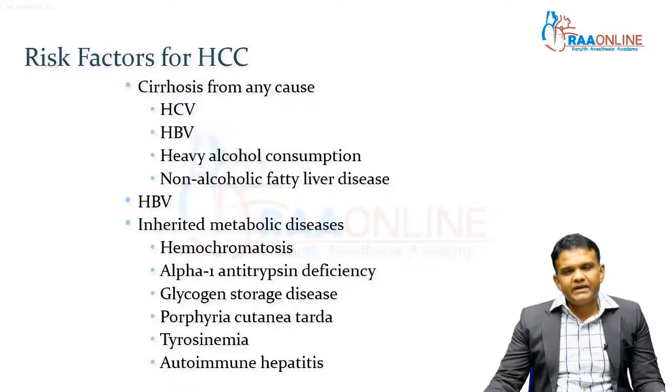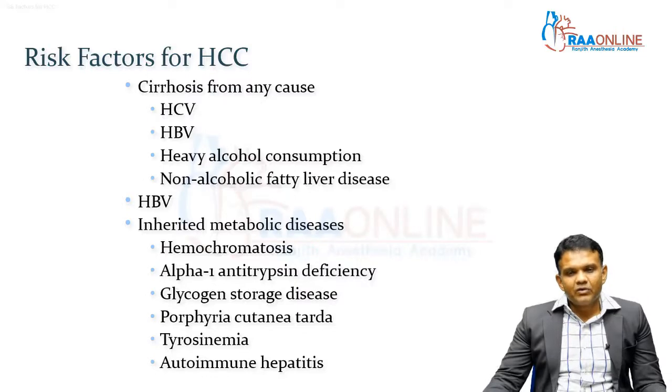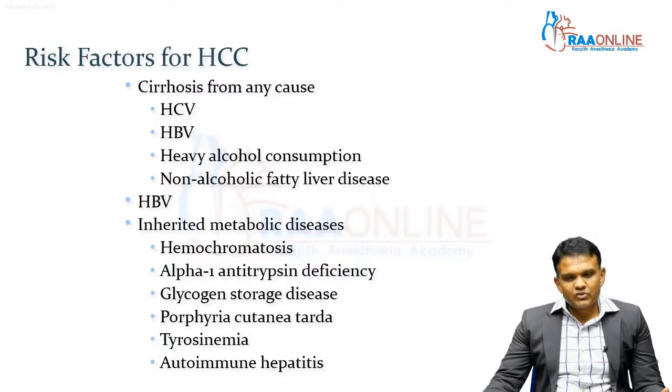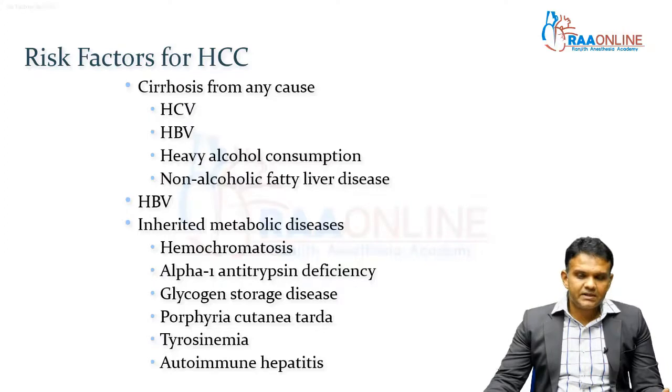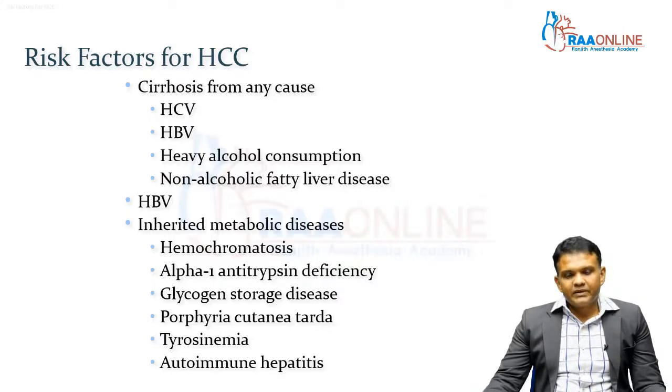Again, the common risk factors will be hepatitis B, hepatitis C, heavy alcohol consumption, NAFLD, and inherited metabolic diseases like hemochromatosis, alpha-1 antitrypsin deficiency, glycogen storage disease, porphyria cutanea. These are quite rare causes, and autoimmune hepatitis is also quite rare.